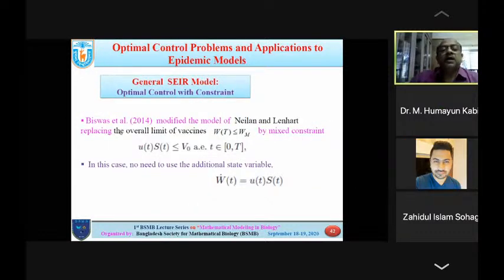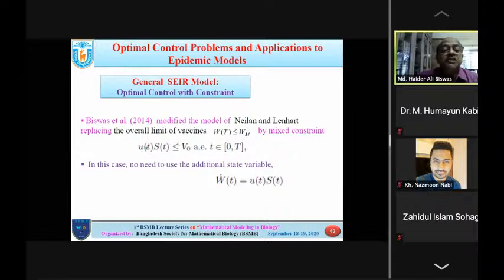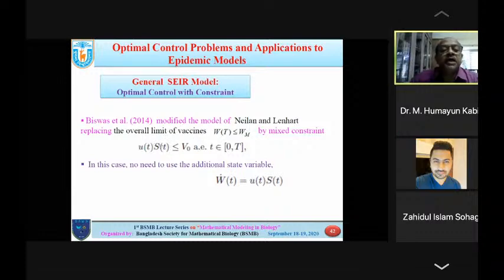But in our model, we develop this isoperimetric constant by using mixed constant, because we know sometimes vaccine may be limited, sometimes our skilled population may be limited, sometimes the remote area supply can be limited. Vaccine may be available, but our skilled population may be limited. In that case, we use the mixed constant case. And if we use this mixed constant, we don't need to use an additional state variable.